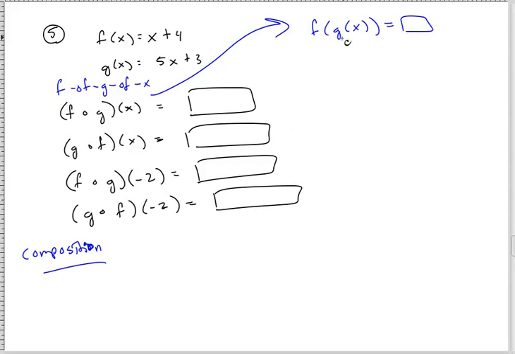But either way, you can see that my g of x is on the inside. And so that's what I'm going to do. I'm going to take my g of x and I'm going to plug it into the inside, into the x for f.